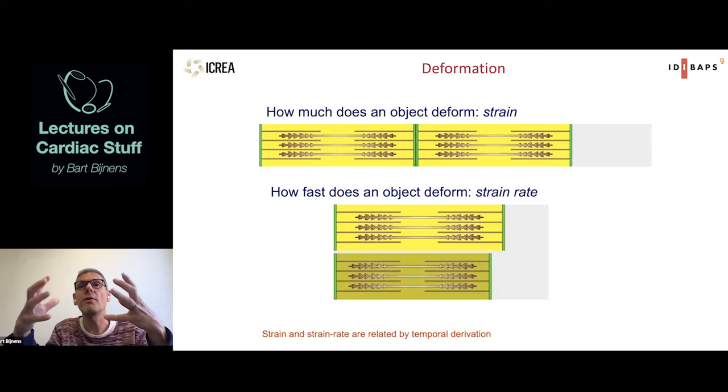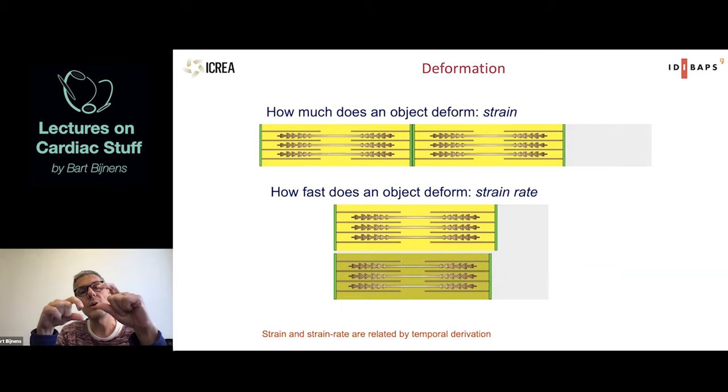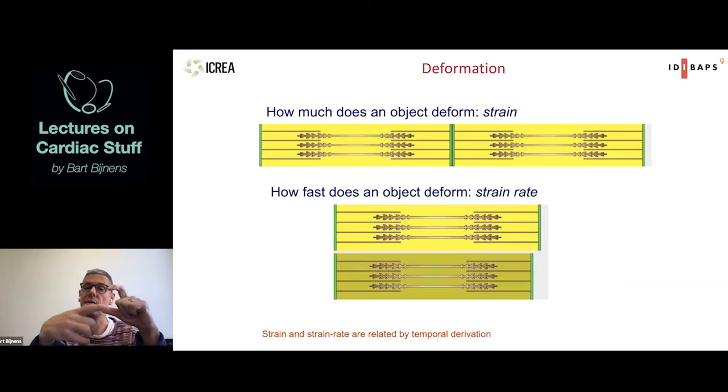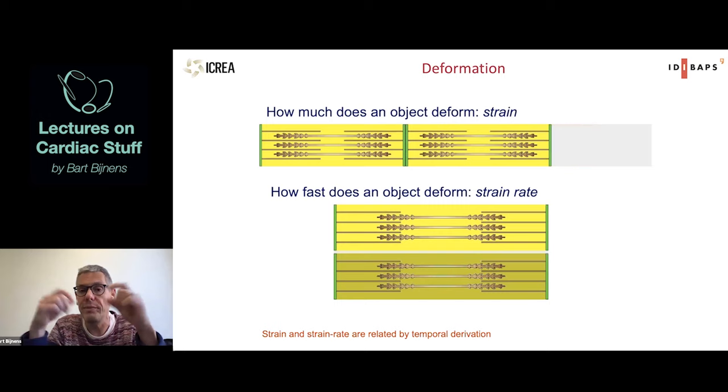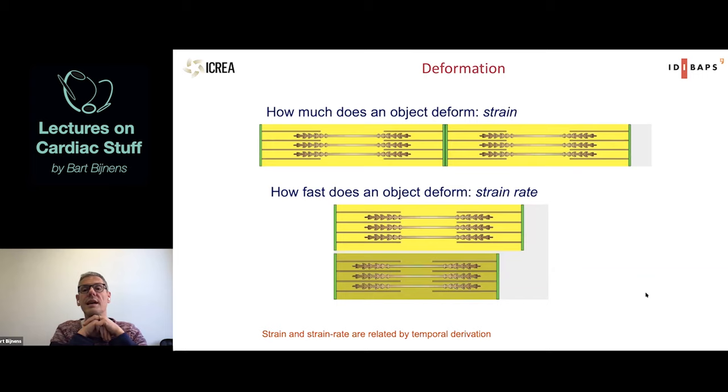Now we can actually look at deformation in more detail, because one of the things that I also mentioned last time is that different segments of the myocardium, because they have different perfusion, can have a different structure, and they can also deform differently in some ways. And so what we want to do is quantify this. A way to look at it is to try to measure strain, as we say, or deformation.